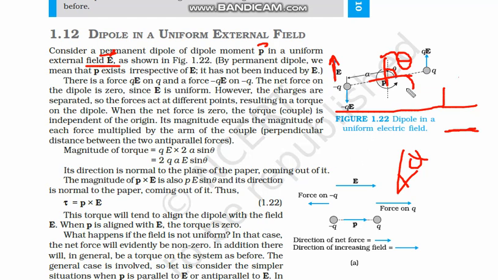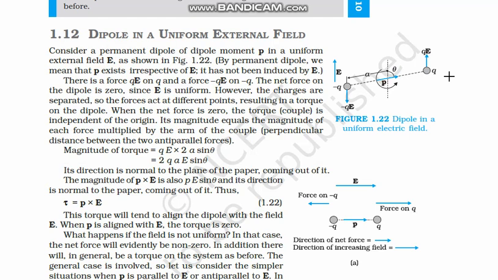So we are doing the most important question of this chapter. There is a permanent electric dipole moment, and this dipole is in a uniform external electric field. So now there is a force QE on the positive charge. Let us understand what is happening here.